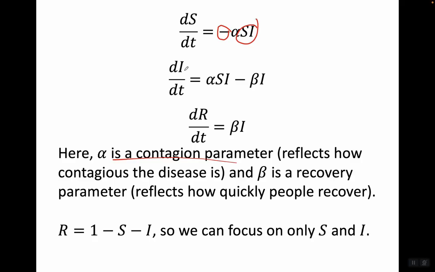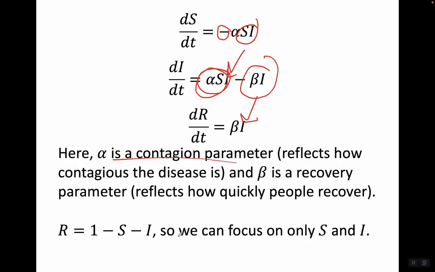dI/dt is going to be alpha S I because, again, those people who leave S are going to end up in I. That's why it's the opposite of this. It's alpha S I minus beta I. Here, beta is a recovery parameter. It reflects how quickly people recover. So this reflects people coming from S. This reflects people going to R, recovery. dR/dt is just going to be beta I. So those are the people that recover or, frankly, are removed.